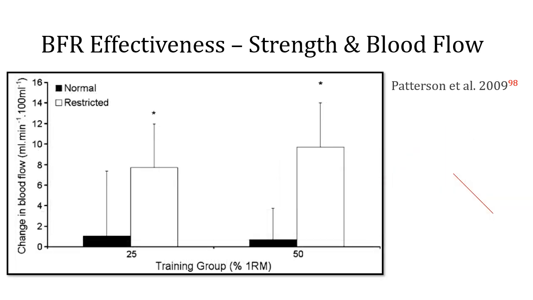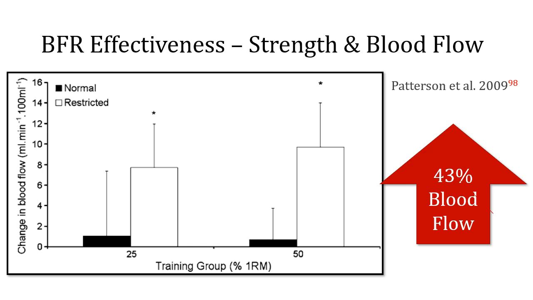And I think most staggering, for me at least, the big takeaway for this study was the difference in blood flow pre and post. So you're looking at the milliliters per minute per 100 milliliters in regards to the blood flow to the limb.